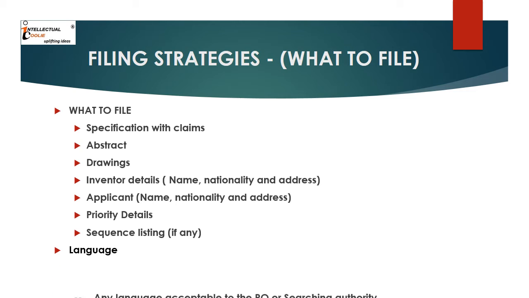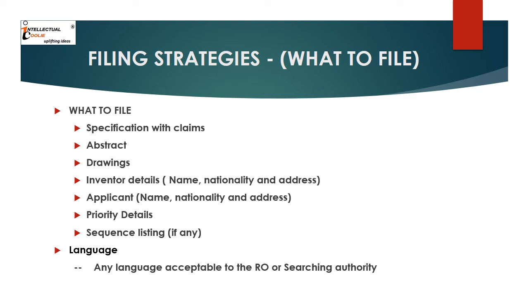Then language, so whatever languages are acceptable to your receiving office. So suppose a Japanese applicant is filing a PCT application and he chooses Japan as a receiving office, then he can file a patent application in Japanese language also, because his receiving office is Japan and Japan accepts a Japanese language patent application. But if you are filing in India, then India accepts English. So you have to file a patent application in English.